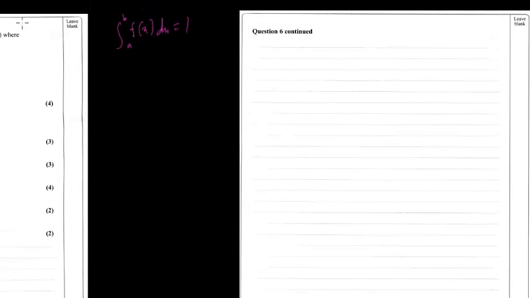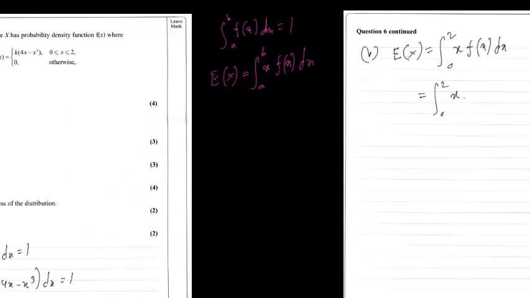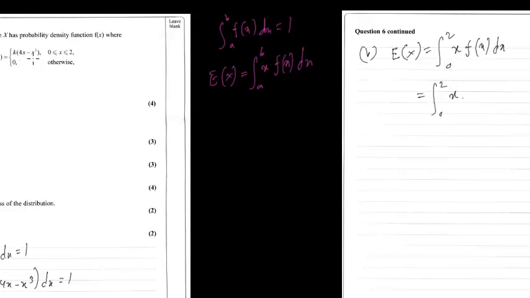The formula for the expected value is the integral over the limit of x f(x) dx. So question B would be expected value, limit is 0 to 2, x f(x) dx. So 0 to 2 x. Now f(x) is k into 4x minus x cubed. k is 1 by 4. This is 4x minus x cubed dx.